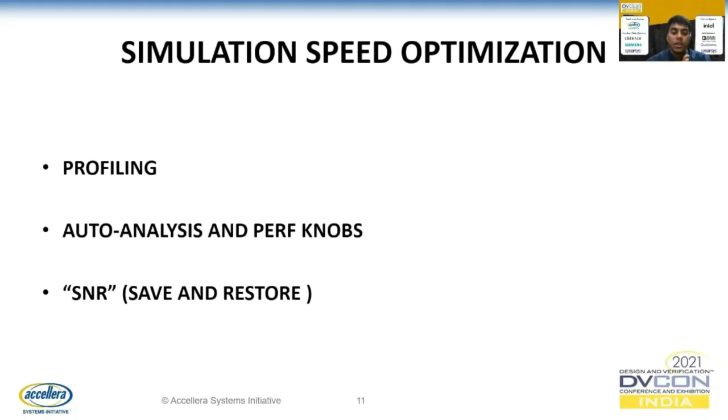The next feature of the toolkit is dealing with the simulation speed. So we have three optimizations to deal with. First is the profiling. The second one is the auto analysis and the performance knobs. And the final one is the save and restore.